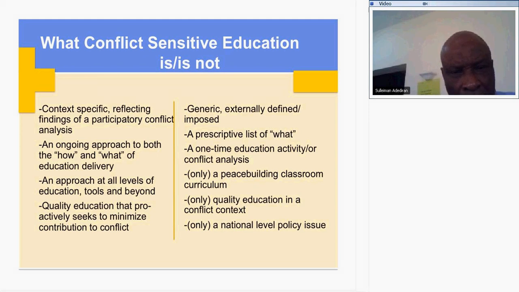So in summary, conflict-sensitive education is context-specific, from the findings of a participatory conflict analysis. It's not a generic, externally defined, or imposed list of what would be done. Conflict sensitivity is an ongoing approach to the how and the what of education delivery. For example, delivering textbooks: who is hired to print those textbooks, who is hired to write the curriculum, and how they interact with conflict. Conflict sensitivity is an approach at all levels of education, from the structural level up, and includes tools and much more.